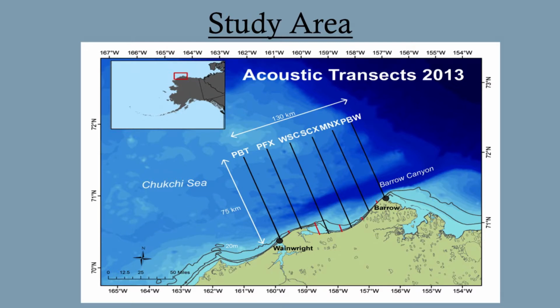This is a map of my study area. So this data was all collected in 2013 as part of a separate NOAA study. So I was analyzing data that had already been collected. And as you can see, my transects extend from Wainwright to Barrow, Alaska. So each one of these black lines represents an individual transect where the boat would travel across and send out these acoustic signals and collect the return data. And my transects also extended across a portion of the Barrow Canyon, which is a large submarine canyon right off the coast of Barrow.